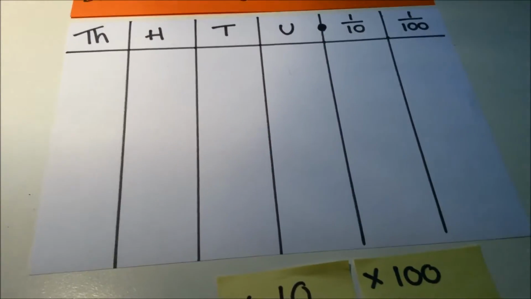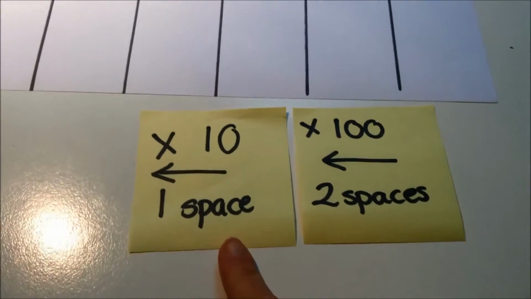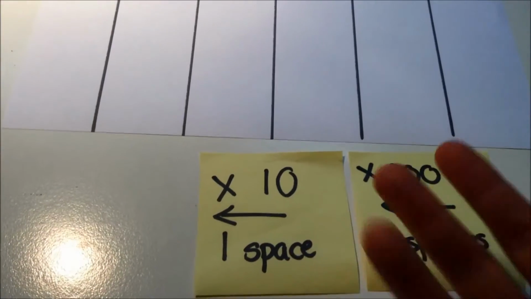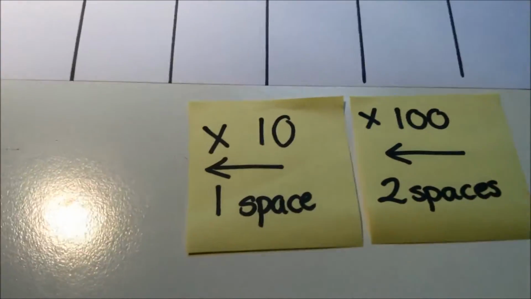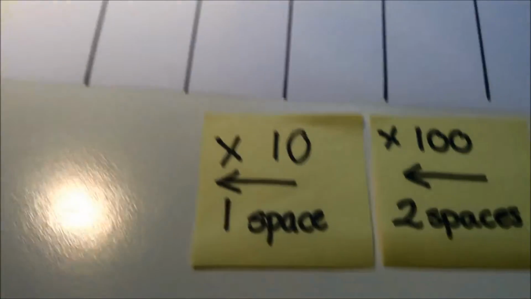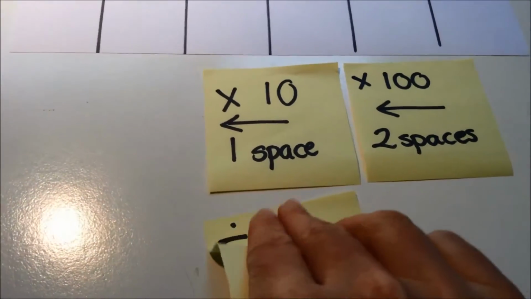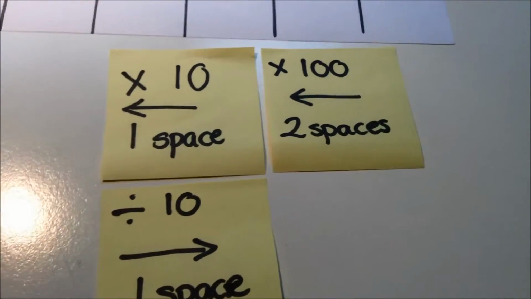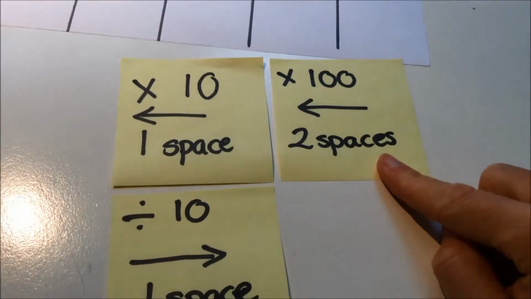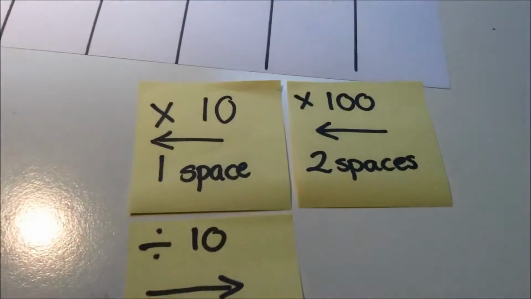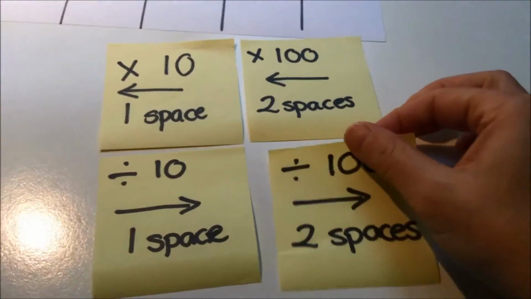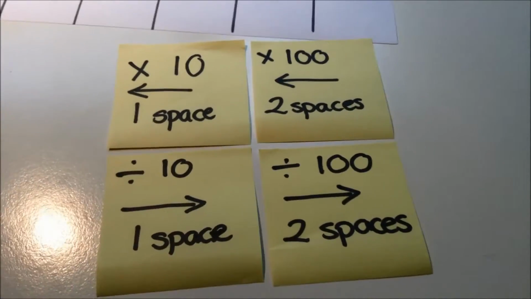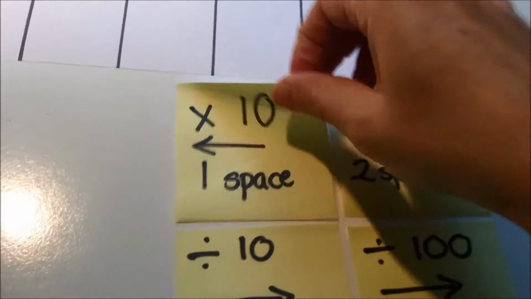And then if we have a look, what we were doing before, when we were multiplying by 10, we were moving the digits one space to the left. Now, dividing is the opposite of multiplying. So when we divide by 10, it's very similar, except we move the digits one space to the right instead. And instead of times by 100, instead of moving 2 spaces to the left, when we divide by 100, we move the digits 2 spaces to the right. So very similar rules, but just in the opposite direction. So let's have a go at this.